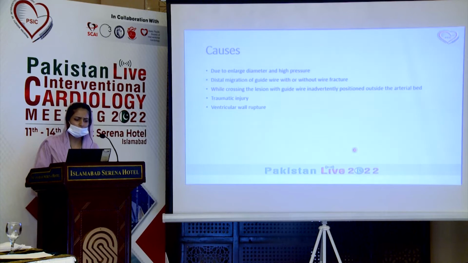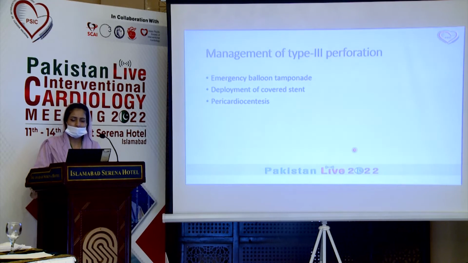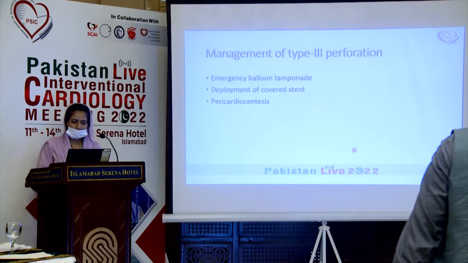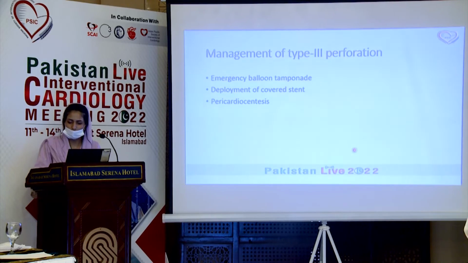The causes of perforation are enlarged diameter and high pressure, distal migration of the guide wire, traumatic injury, and ventricular wall rupture. Management of perforation: type 1 and type 2 are benign and easy to manage, but type 3 needs emergency measures. We will discuss in detail the management of type 3 perforation: emergency balloon tamponade, deployment of covered stent, and pericardiocentesis. We will discuss pericardiocentesis at the end of our topic.